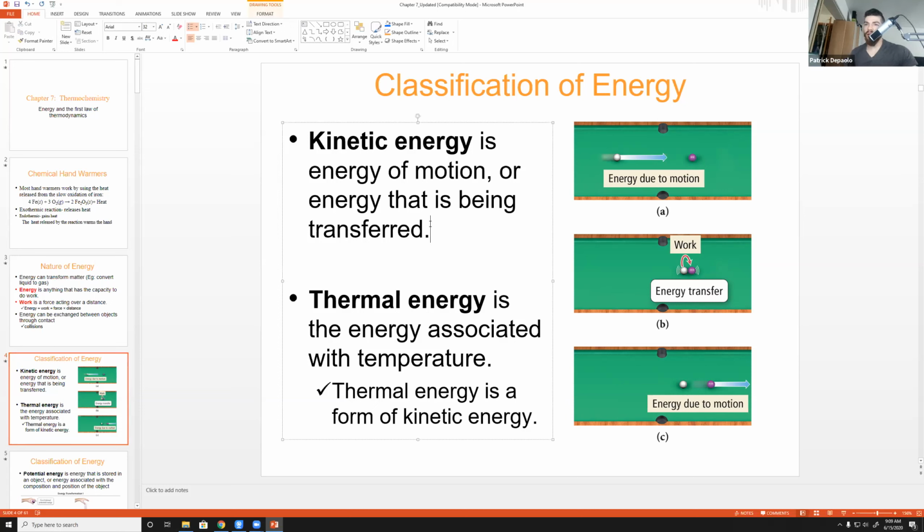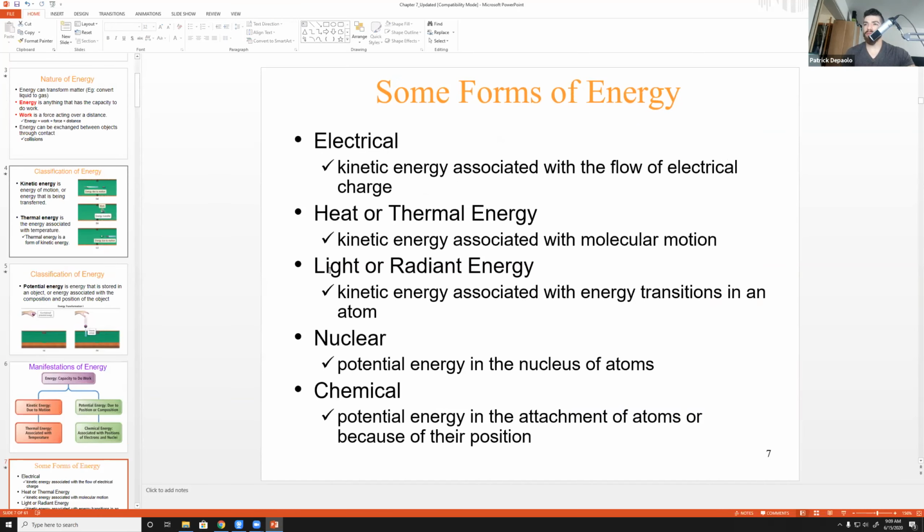So there's two types of energy. The first one's kinetic. The second one is potential. So kinetic energy is energy of motion. We did cover this already. Just know that it's energy of motion. We're not going to go over 1/2 mv squared. That's more physics. And then you have thermal energy.